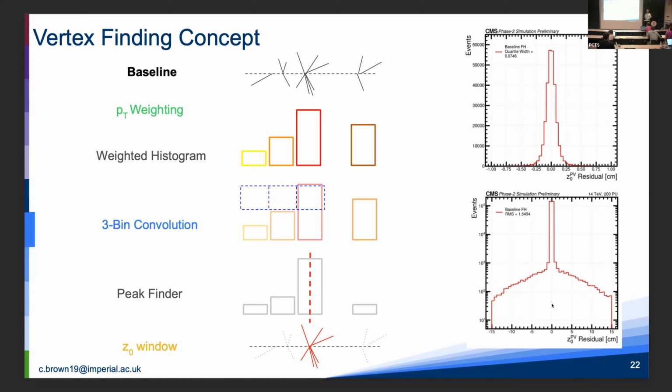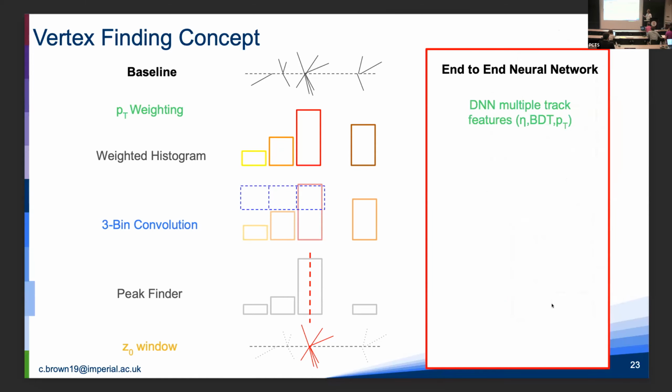Where we could painstakingly decide what function to use based on various features, we could use a generic function generator and use a deep neural network to train on those multiple track features. So we train a deep neural network on the eta, the BDT output, and the PT itself. This is put into the weighted histogram, but as a learned weight instead of just a standard weight. When looking at this, we have this 3-bin convolution. Well, we don't necessarily know that a 1-1-1 convolution is the best way of finding this pattern within our histogram.